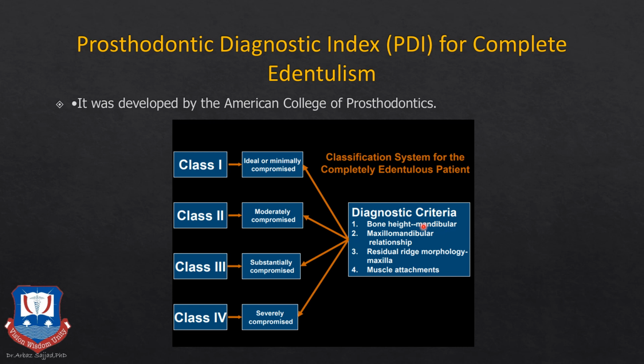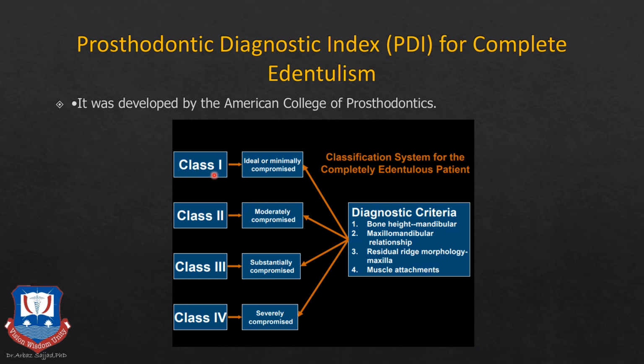So depending upon the height of the mandibular bone, depending upon the maxillomandibular relationship, whether it is class 1, class 2, class 3, depending upon the ridge morphology of the maxilla, whether there has been resorption of the buccal vestibule, the posterior maxilla, whether there has been resorption of the anterior or the labial vestibule or the premaxilla, and depending on the muscular attachment, whether muscular attachments are too close to the crest of the ridge or they are far away from the crest of the ridge, the patient is divided into four categories.